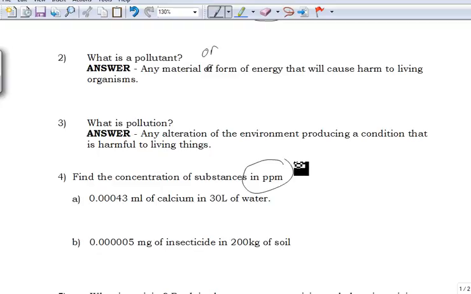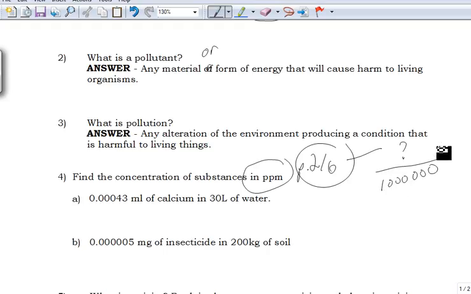Next, how do we convert things to parts per million? This is on page 216 in your book. You should read that over. Parts per million literally means so much out of 1 million. And the top and the bottom have to be the same. So if you have units in milliliters, this has to be in milliliters.